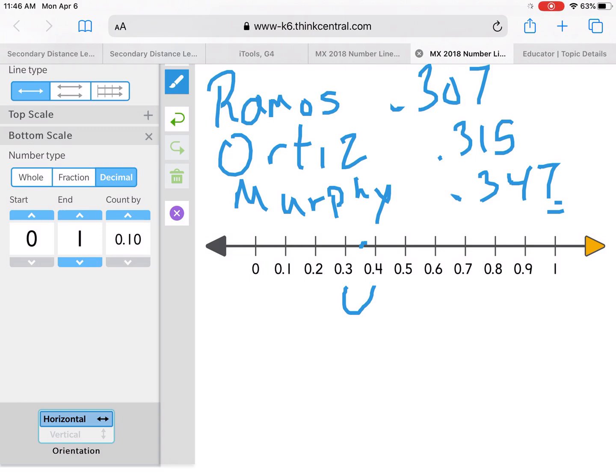Ortiz is above the 3 tenths. He's at the 1 tenth, or 3 and 10 hundredths. So 315 thousandths falls just before that. And then Ramos is at 307, and he's going to be before that. So these are actually listed in order from least to greatest. We could again look at the tenths place to compare those three numbers. This is in order from least to greatest.